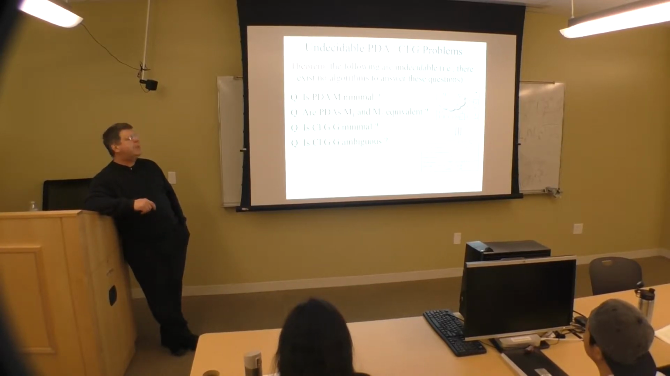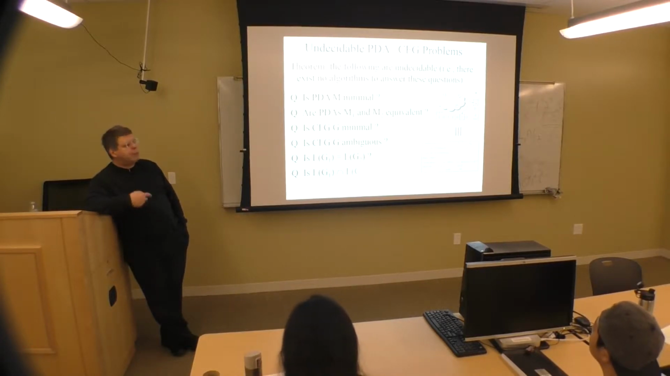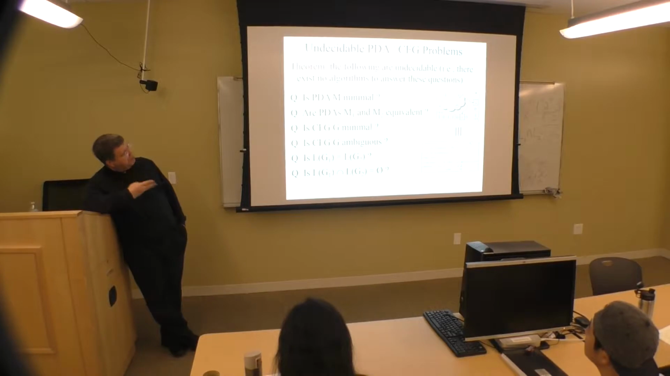There's no general way to compute that or determine that. If I ask you if a grammar is ambiguous, undecidable. If I ask you whether the language of one grammar is the same as the language of another grammar, undecidable. And you can prove all these things, right? So for extra credit, maybe prove some of these things are undecidable. Pick some of your favorites.